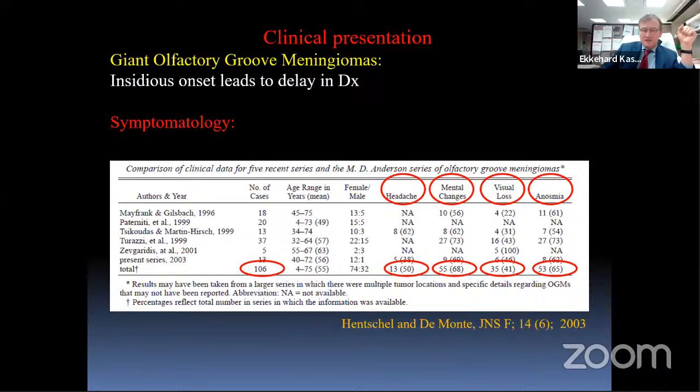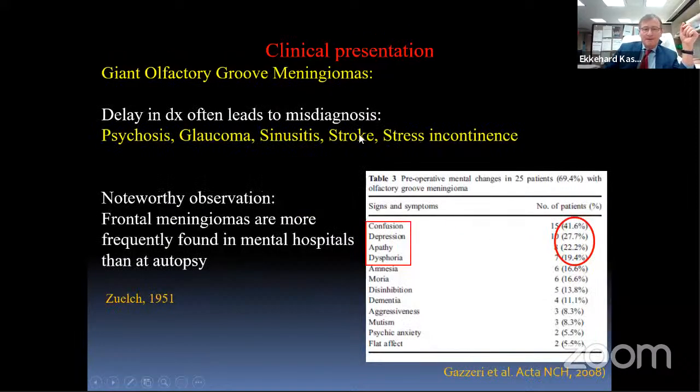When you look at a larger series that reported on this, what's the frequency of these symptoms? Well, about 50% of patients actually do have some form of headache, often misdiagnosed as migraine. 2/3 of patients have mental status changes when formally tested. Almost half of the patients have some form of visual loss, and about 2/3 of patients present with inability to smell.